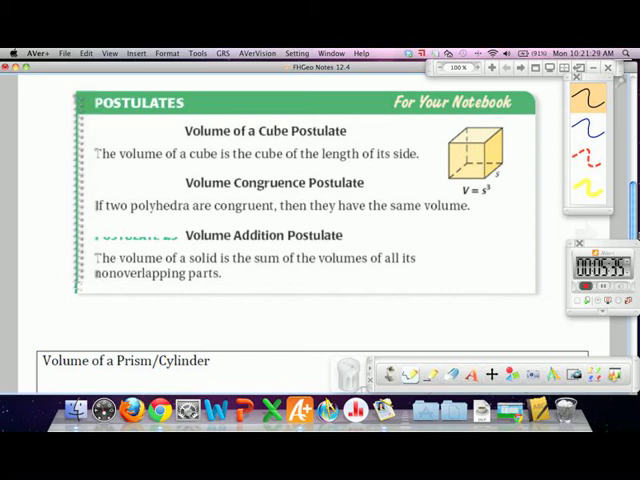Volume congruence postulate: if two polyhedra are congruent, then they have the same volume. We saw that idea in terms of area and in terms of length. But probably the most powerful one, the one that's going to be most handy for us, is the volume addition postulate. It claims that if we want to find volumes of more complex figures, all we need to do is find volumes of simpler figures and add them together so they don't overlap. That's how we're going to attack most problems, without really claiming the volume addition postulate.